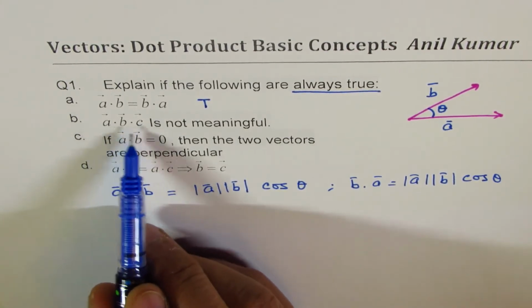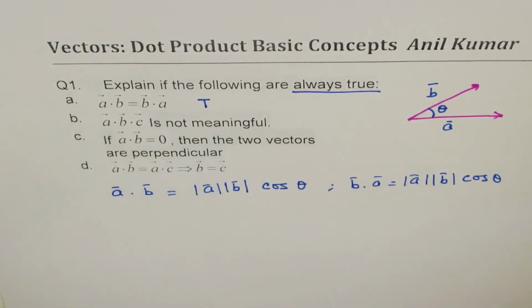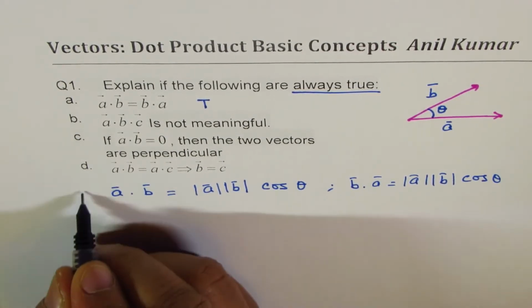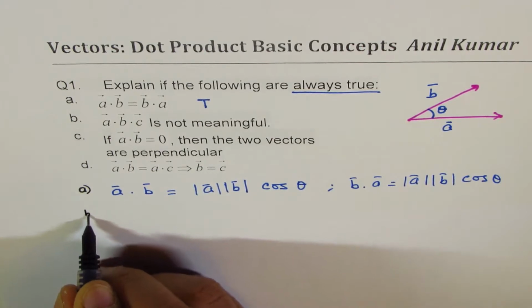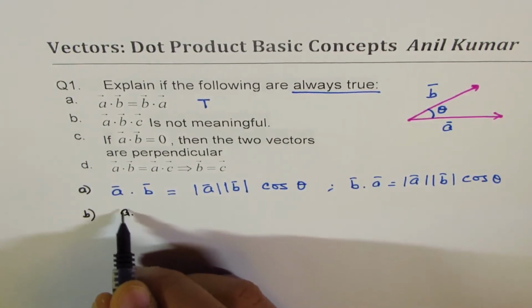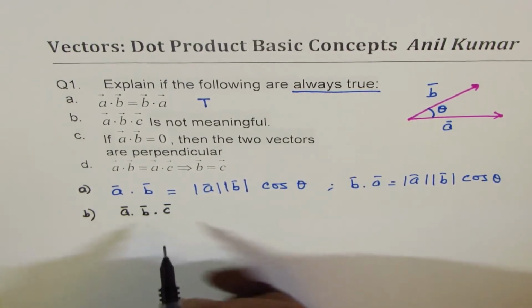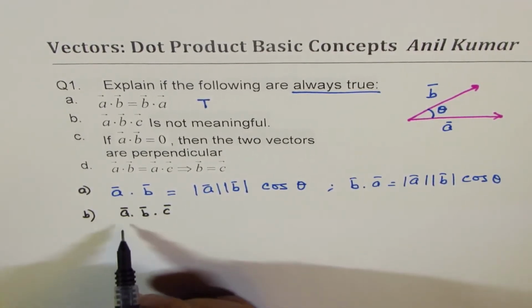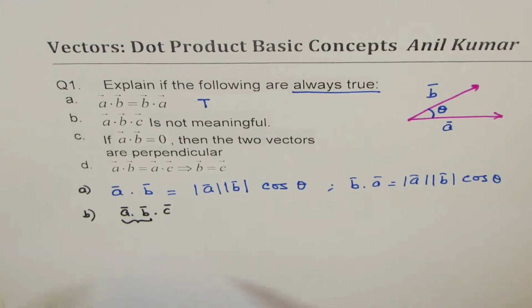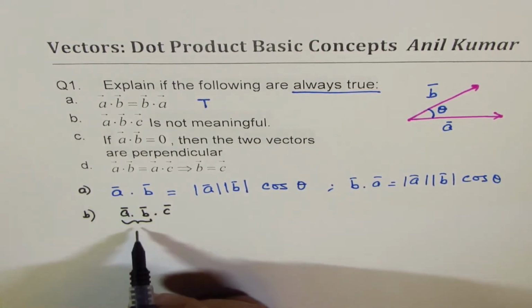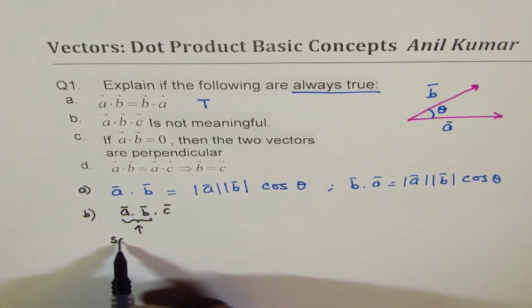B: A dot B dot C is not meaningful. So we know A is true. Now let's talk about B. We are saying vector A dot vector B dot vector C. Now, if I do A dot B, what do I get? A dot B is always a scalar.